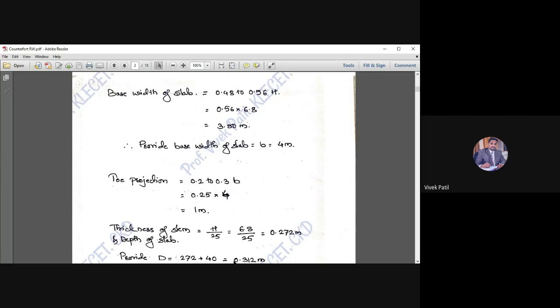So d will be equal to 0.272 plus cover. I have assumed 40 mm as cover. So 0.272 plus 0.04, whether it is 0.312 meters.